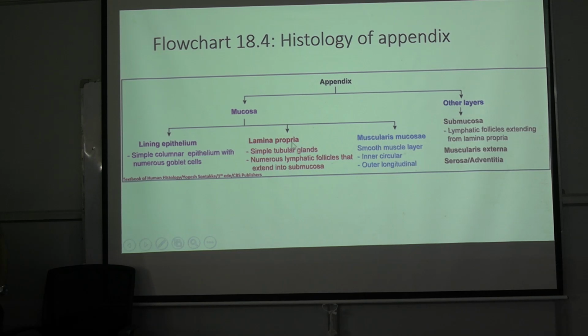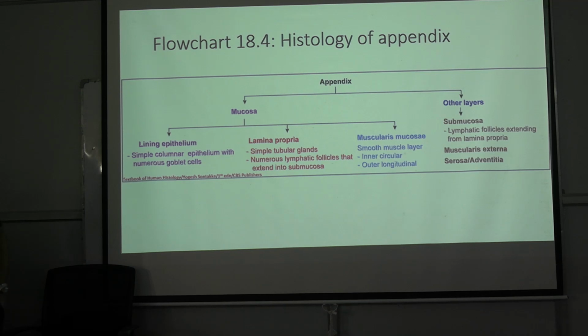Then lamina propria. The hallmark of this lamina propria is plenty of lymphatic aggregates present in it, in this mucous layer. Muscularis mucosae may be there or may be breached, may not be completely present, and these lymph nodes may encroach into the submucous layer. So, lymphatic aggregates may reach the submucous layer. Then we have the muscle layer.